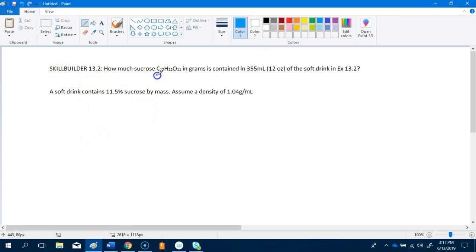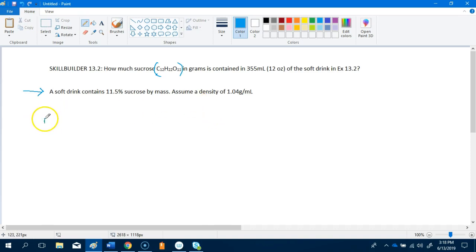How much sucrose, which has the chemical formula C12H22O11, in grams is contained in a 355 milliliter can of soft drink, as shown in example 13.2. When you look at example 13.2, it gives us the added information that a soft drink contains 11.5% sucrose by mass, and we're assuming that the density of the soft drink is 1.04 grams per milliliter. So this is another mass percent type of question.